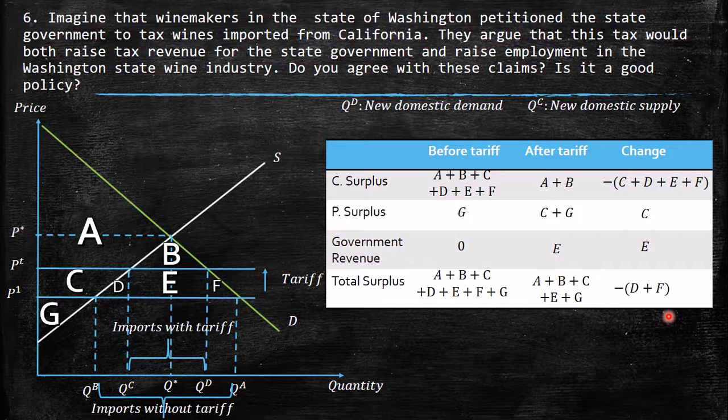It's kind of subtle, kind of subjective, this part, but I must say that it could be not a good policy, because as a total, the country's winemakers are losing D and F. Okay, so as a total, this is not a good policy.